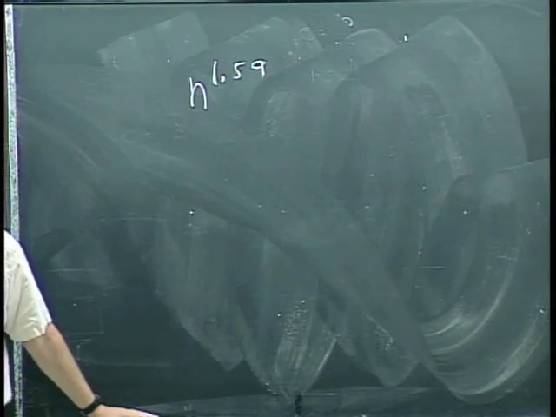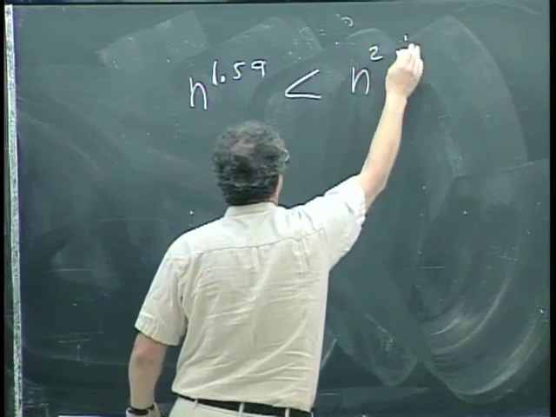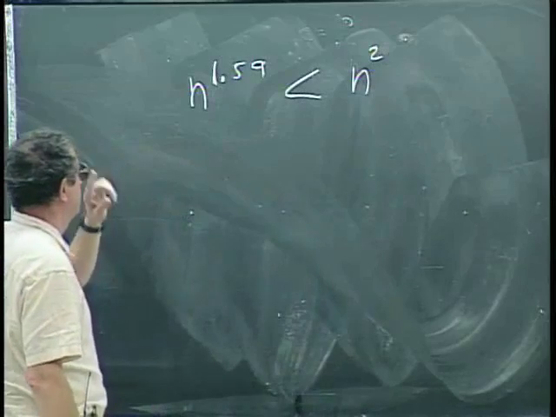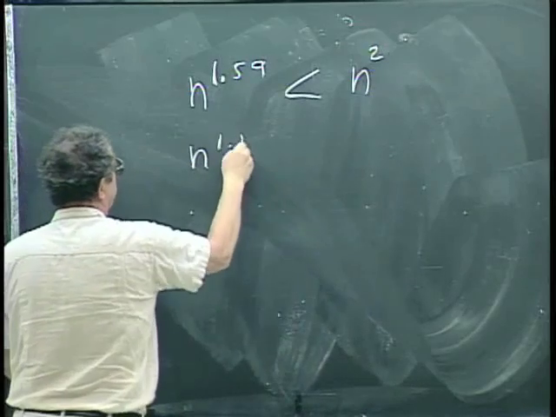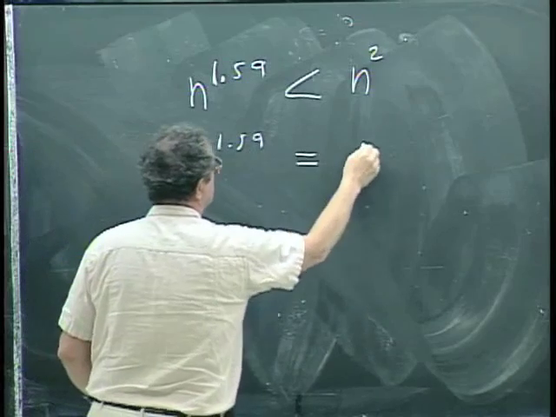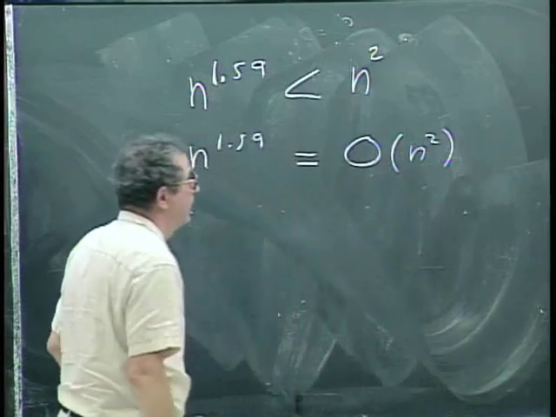Well, it's definitely smaller. Yeah, that's good. Good first step. And it's definitely smaller than n squared. And so we can certainly say that n to the 1.59 is big O of n squared. That's true.